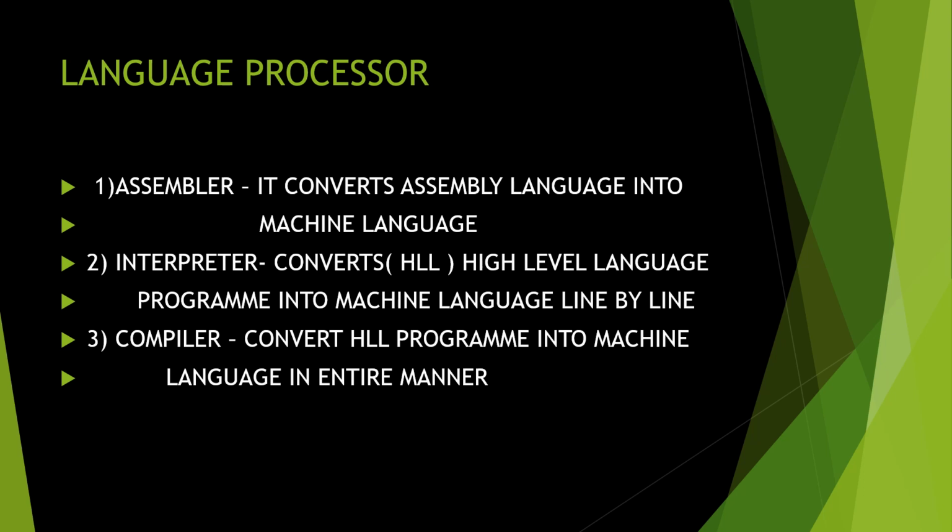And compiler converts the HLL, high level language program, into machine language in an entire manner. Entire manner means not line by line. As such, it will convert it. That is what is done in the compiler. So the difference between the interpreter and compiler is that interpreter is doing the conversion line by line. Compiler is not by line. It converts as such to the next level, that is the machine language.